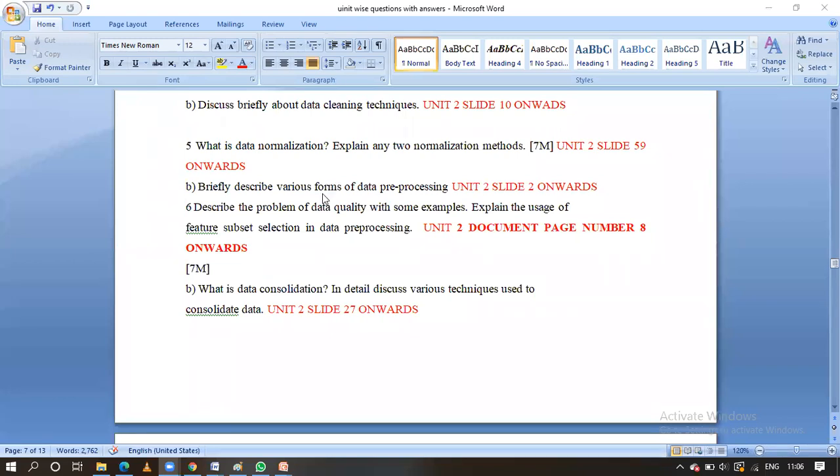Okay, data quality means preprocessing, you have to write it down. Data cleaning, data reduction, you can write all these things. And the next one is feature subselection. It comes under the data reduction part.